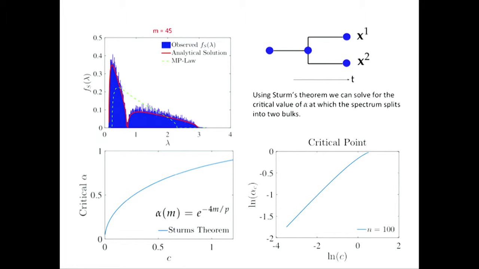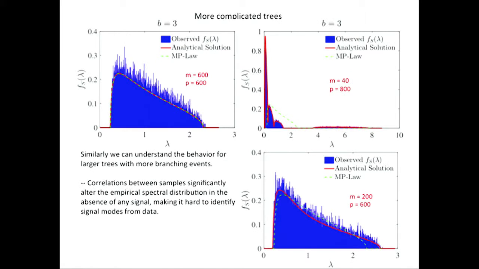So we have at least some understanding of what's going on in this model, and then we can extend this to more complicated trees. So, if we have 3 branching events, it can look like Marchenko-Pasteur, but we can also have this very bizarre distribution where we almost have 3 or 4 bulks. The spectrum is really split up into different pieces. And here, it's sort of just extending beyond Marchenko-Pasteur.